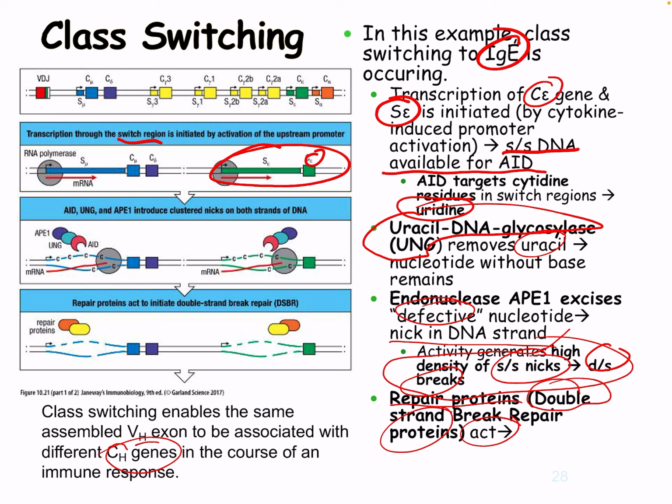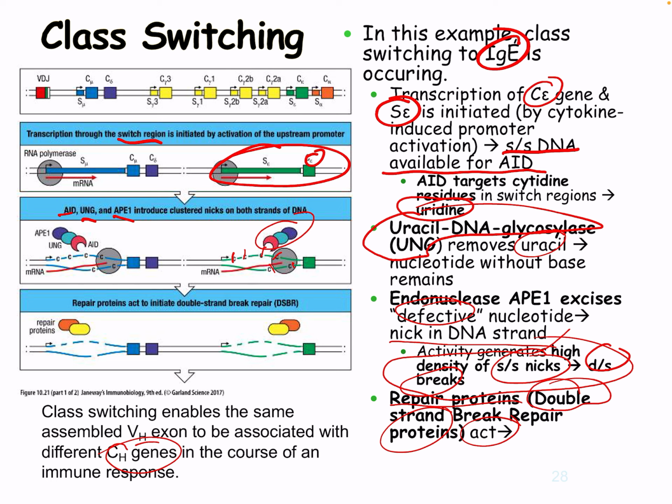So our switch region is initiated by the activation of the upstream promoter. We have AID, UNG, and APE1, which introduce clustered nicks. So here we can see our nicks on both strands of the DNA. So we can see it's not just only the one strand. Here we can see our UNG.